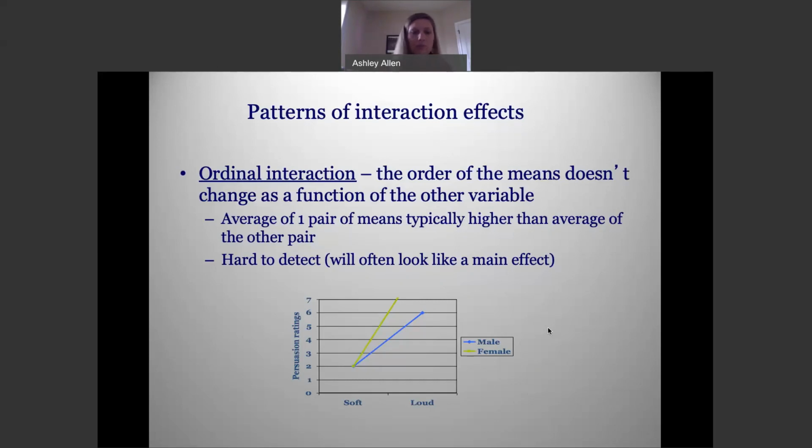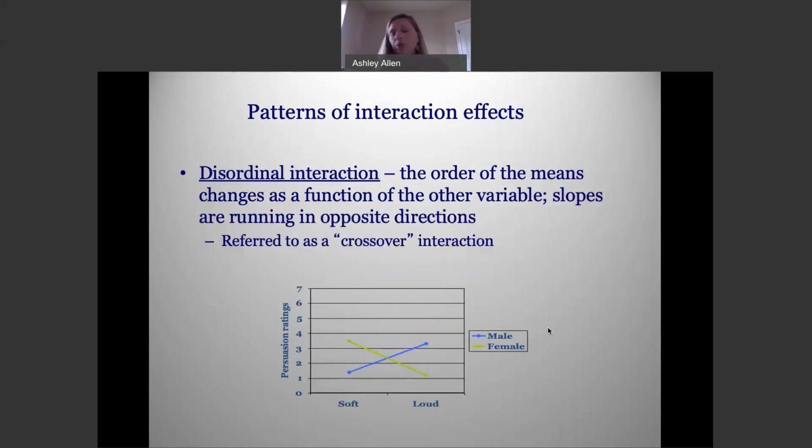But okay. A disordinal interaction is the same thing as what I talked about earlier with the crossover interaction. This is when the order of the means changes as a function of the other variables and the slopes are running in opposite directions. So in our previous example, where men were more persuaded by loud commercials, but women were more persuaded by soft commercials, that's what would be considered a disordinal interaction, or what we call a crossover interaction. Okay.